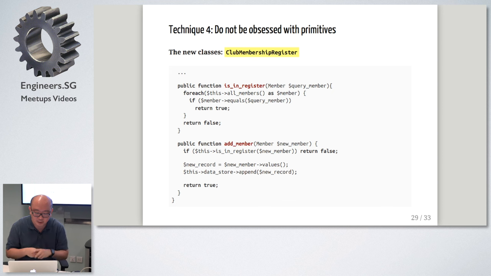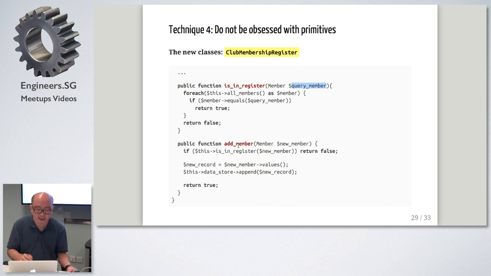Okay, and the question is, is it in the registry? So basically it asks itself, are you in the registry? We should call the equal method, which I talked about earlier. So based on all the members that you have passed in, or rather these are all the members that I know of, is this member that you're querying inside the list, right? So basically simple as that.